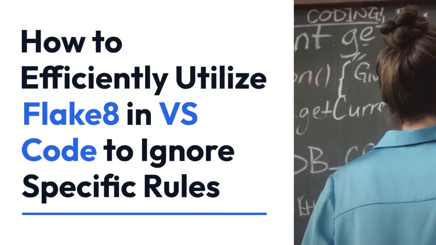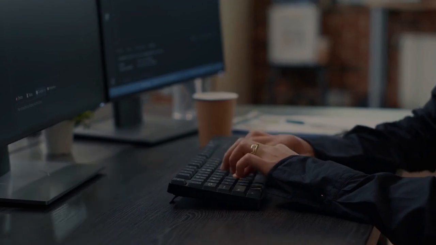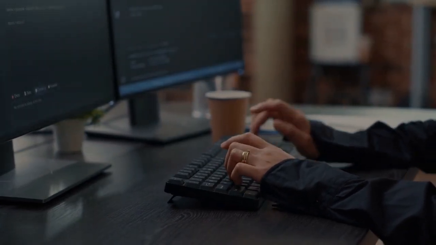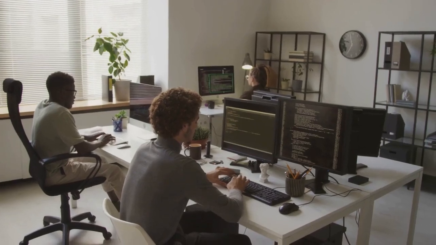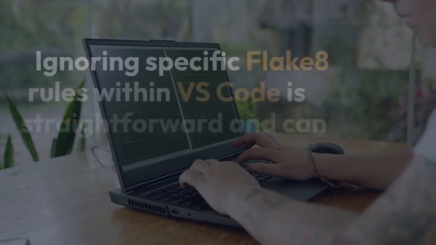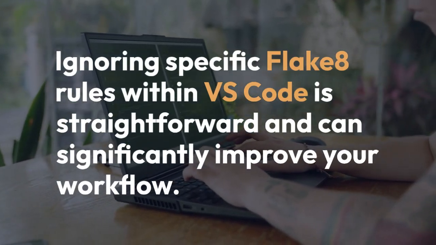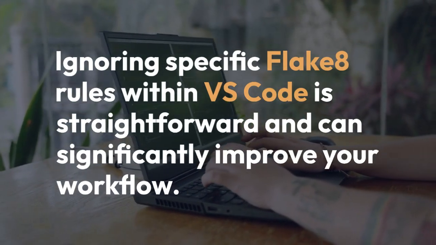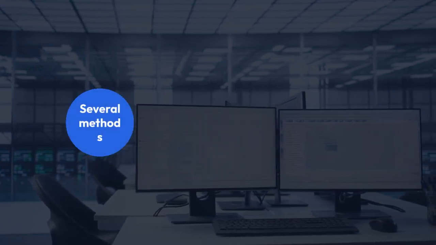We're going to explain how to efficiently utilize Flake8 in VS Code to ignore specific rules. Flake8 is a fantastic tool for enforcing code style and finding potential errors in your Python projects, but sometimes its rules can be too strict or not applicable to your specific situation. Fortunately, ignoring specific Flake8 rules within VS Code is straightforward and can significantly improve your workflow. We'll cover several methods, allowing you to choose the best approach depending on your needs.